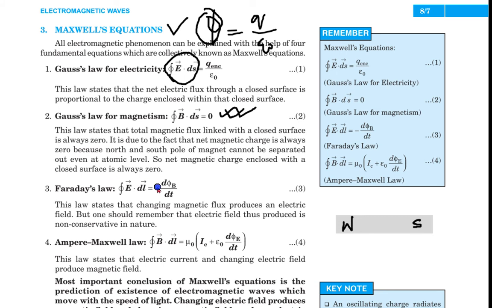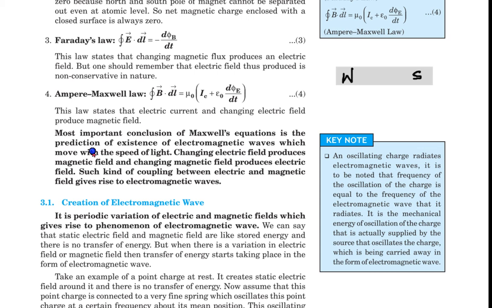Then Faraday's law. Faraday's law we have already studied in unit 4. We learned that the rate of change of flux is equal to EMF. Then next is the Ampere-Maxwell law. Ampere's law, this equation we will study in unit 3, and the modified form is this. That means Ampere's law is modified by Maxwell.